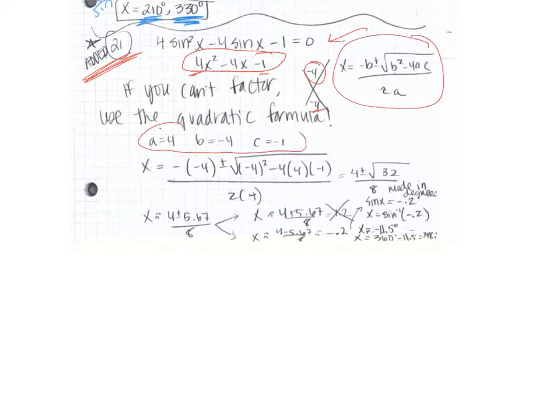So a is 4, b is -4, c is -1. Remember, it's negative b, then you insert b, plus or minus square root, b squared minus 4ac, all over 2a. When we simplify, we get 4 plus or minus square root 32 over 8. When you put square root of 32 in your calculator, you get about 5.367. We're starting to round. So then we do 4 plus 5.67 divided by 8, which gets us 1.2. And we do 4 minus 5.67 divided by 8, which gets us -0.2.